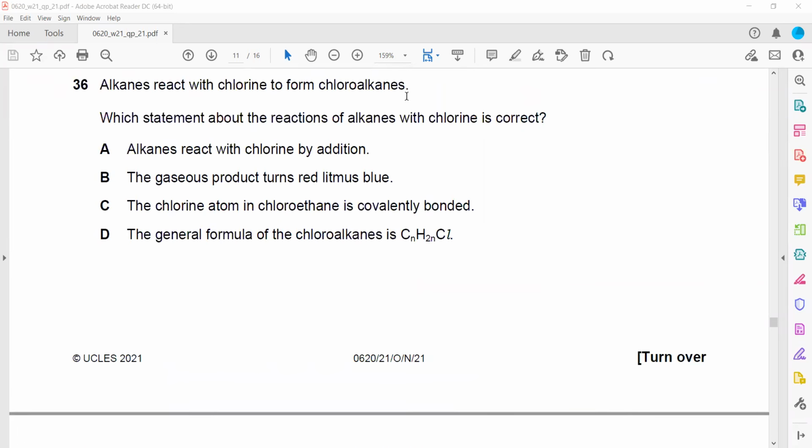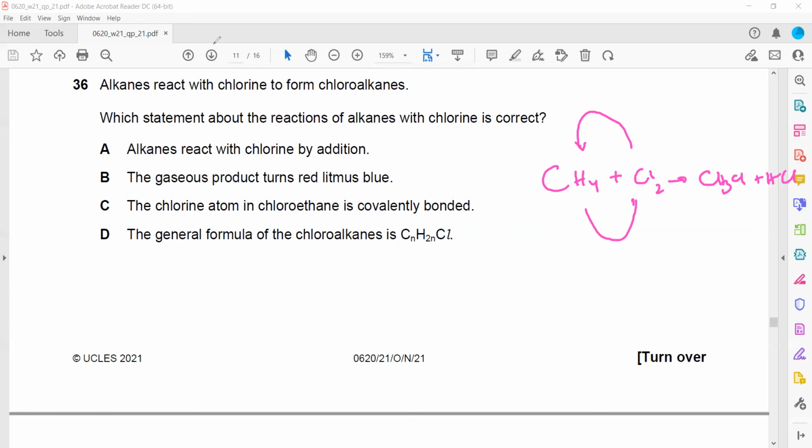In question 36, an alkane reacts with chlorine to form a chloroalkane. Which statement about this reaction of an alkane with chlorine is correct? This reaction is known as a substitution reaction. For example, methane, CH4, reacts with chlorine. One chlorine enters and one hydrogen leaves. As a result, it forms CH3Cl plus HCl.